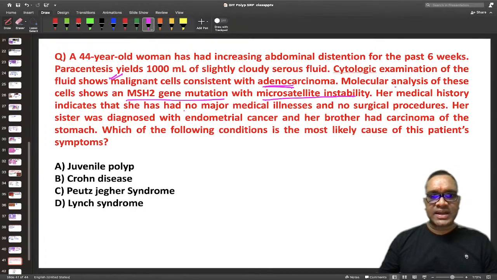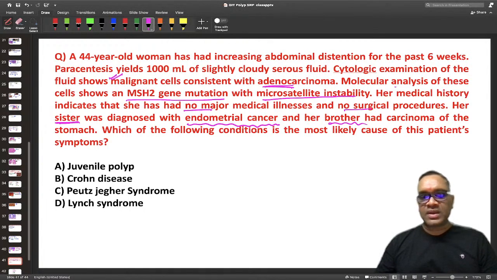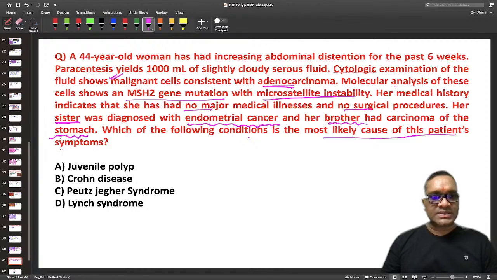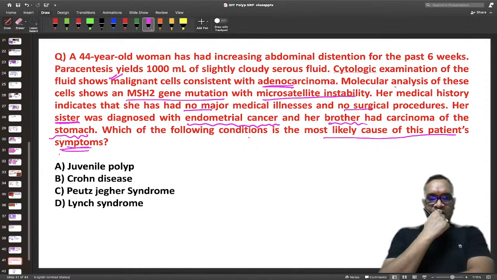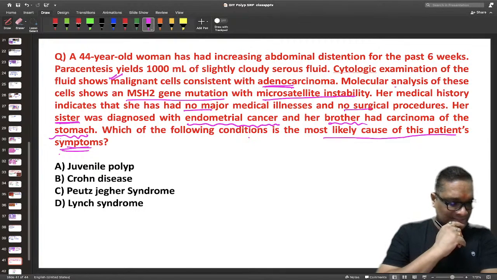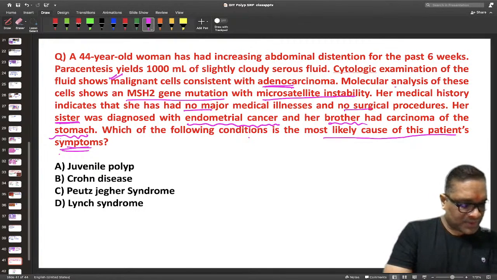Medical history indicates no major clinical illness, no surgical procedure. Sister was diagnosed with endometrial cancer and her brother was having carcinoma of the stomach. Which of the following conditions is the most likely cause of the patient's symptoms? So tell me, what should be the right answer for this question?